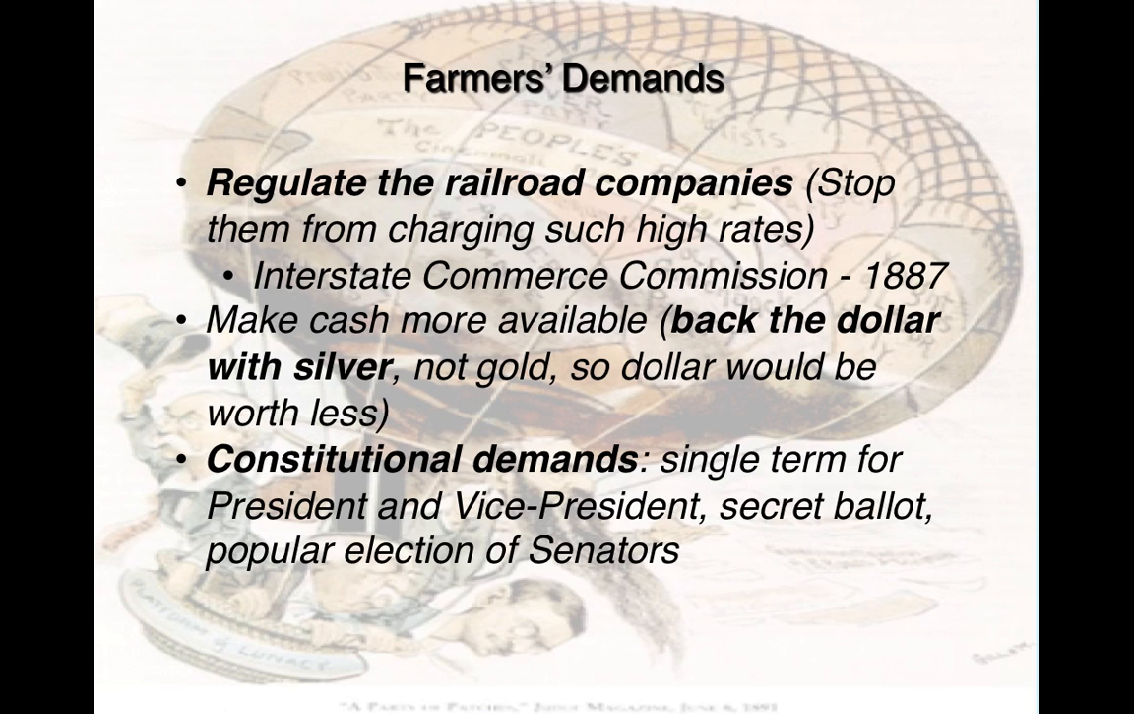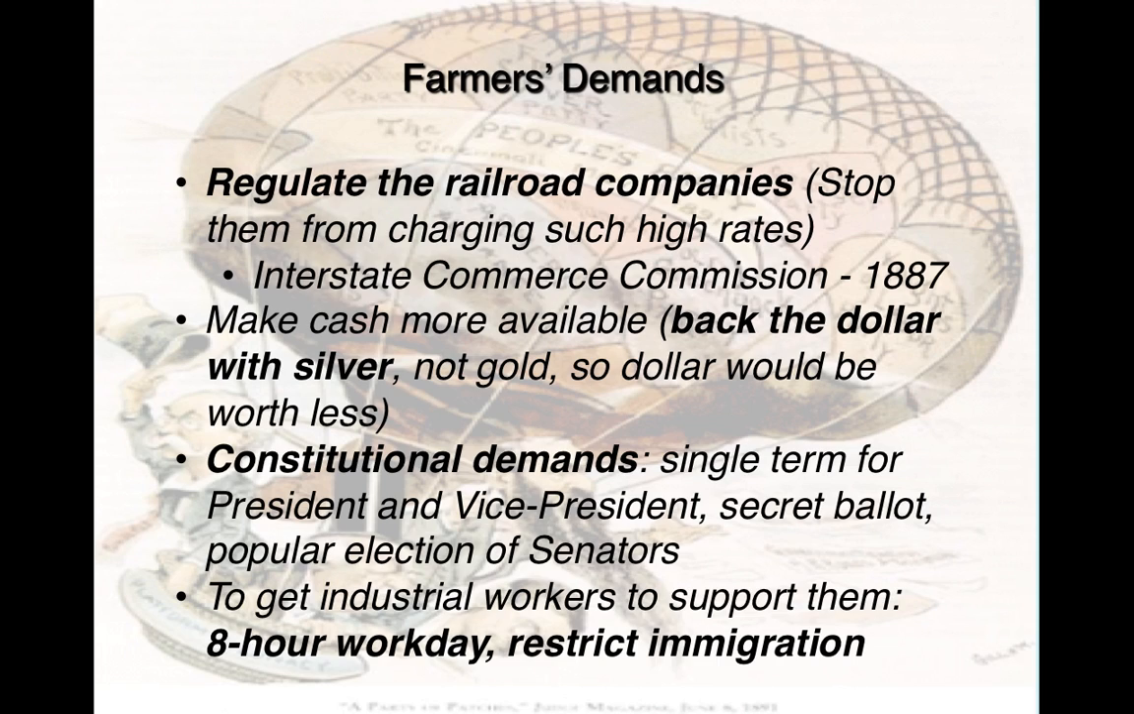And finally, they want constitutional demands. They want a single term for the president and vice president. They want to vote on a secret ballot, and they want popular elections of senators, who at the time had been elected by sort of interest groups, if you will. And so these are ways to limit political corruption, which farmers saw as being a bad thing.